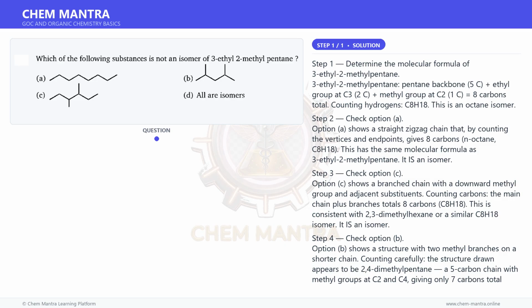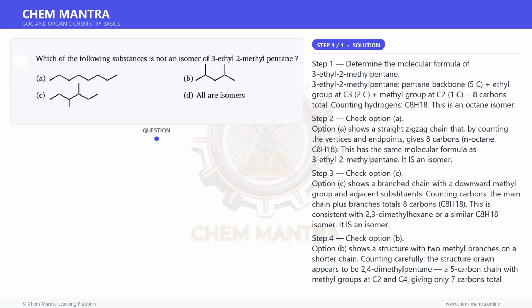Step 1. Determine the molecular formula of 3-ethyl-2-methylpentane. 3-ethyl-2-methylpentane: pentane backbone, 5 C, plus ethyl group at C3, 2 C, plus methyl group at C2, 1 C, is equal to 8 carbons total. Counting hydrogens, C8H18. This is an octane isomer.